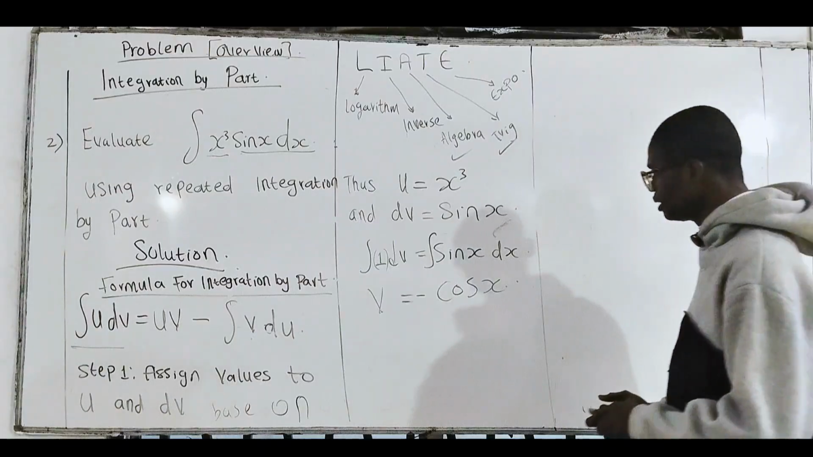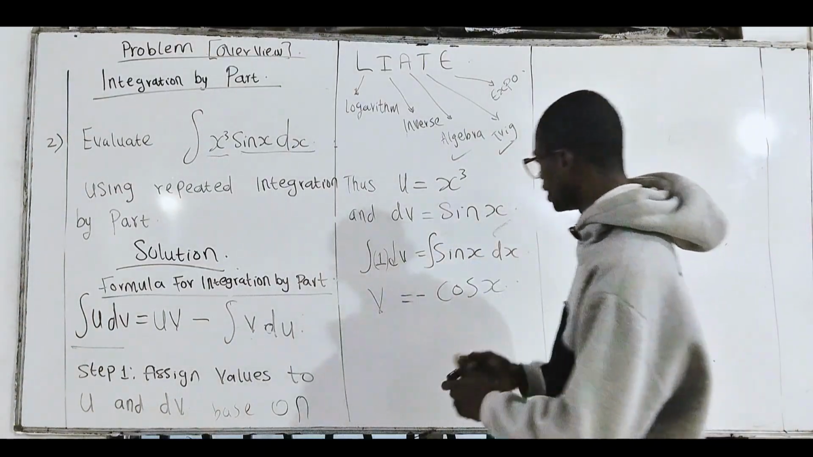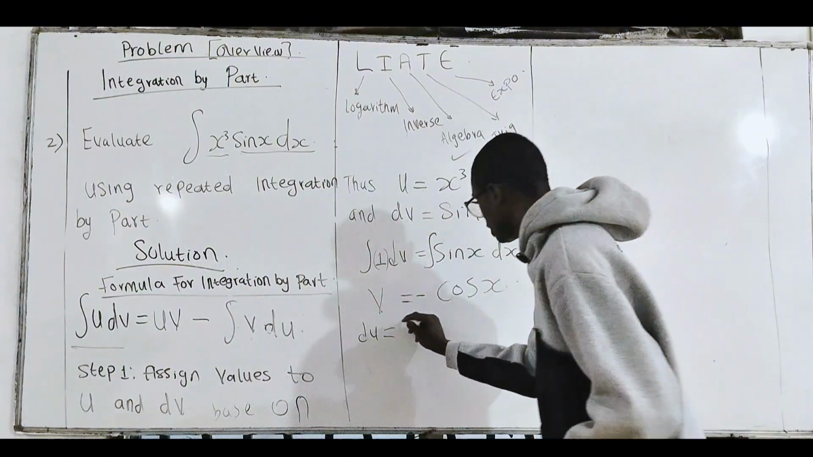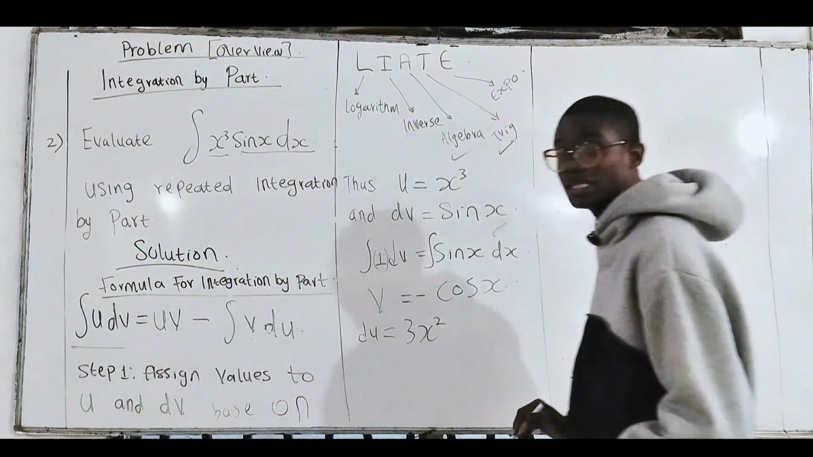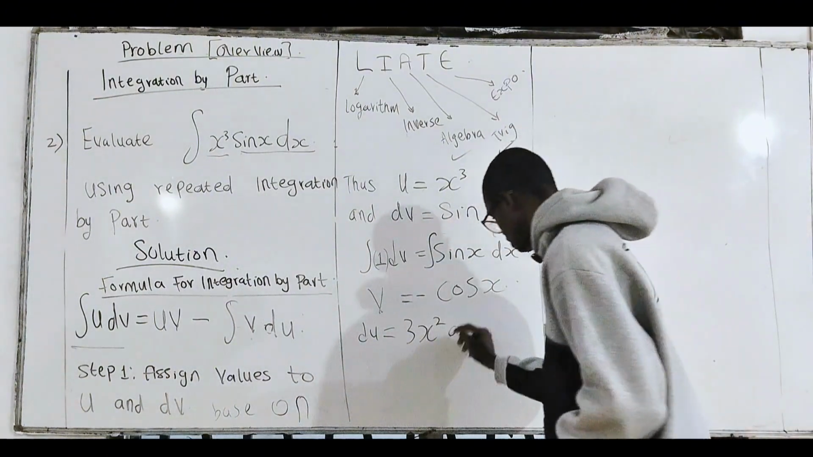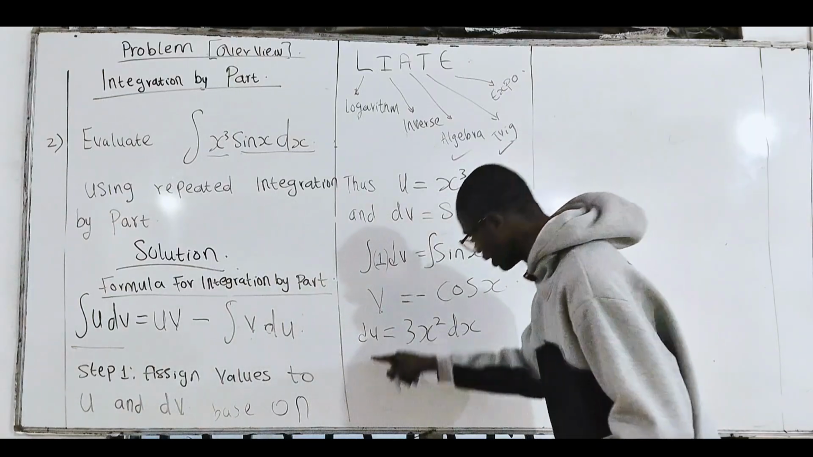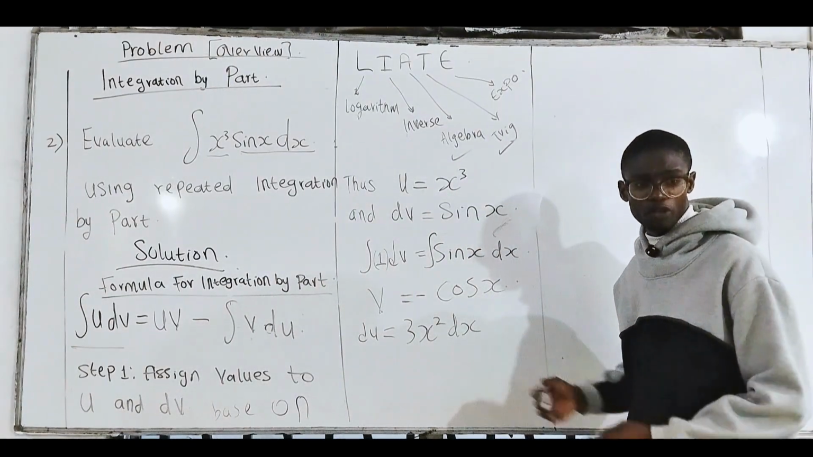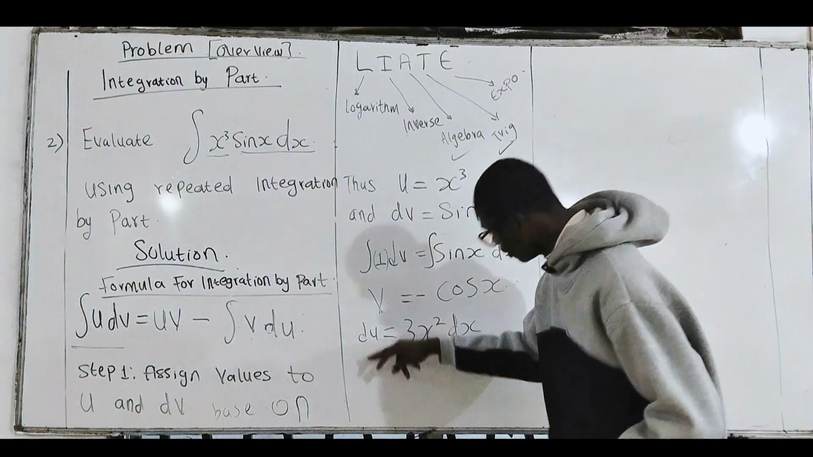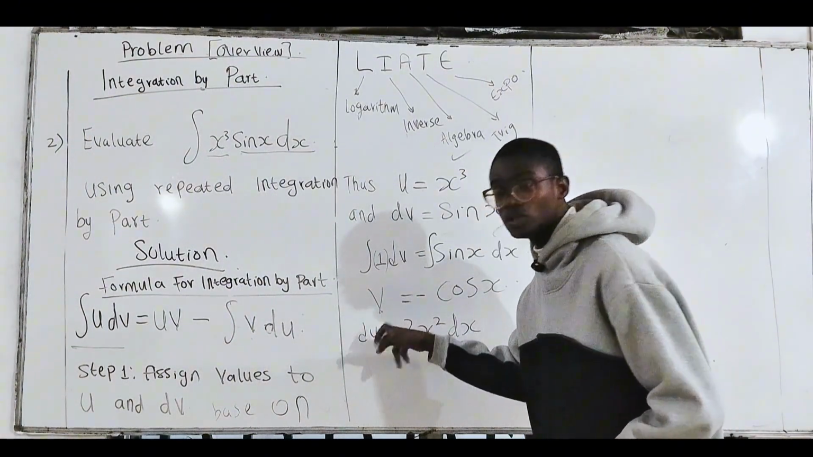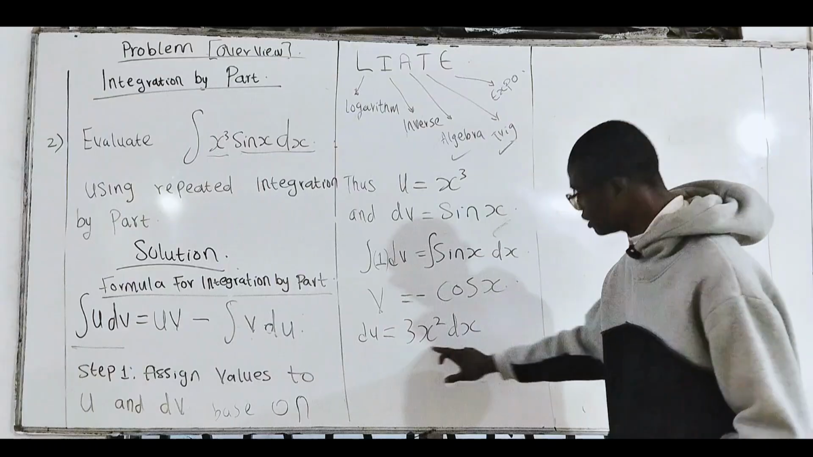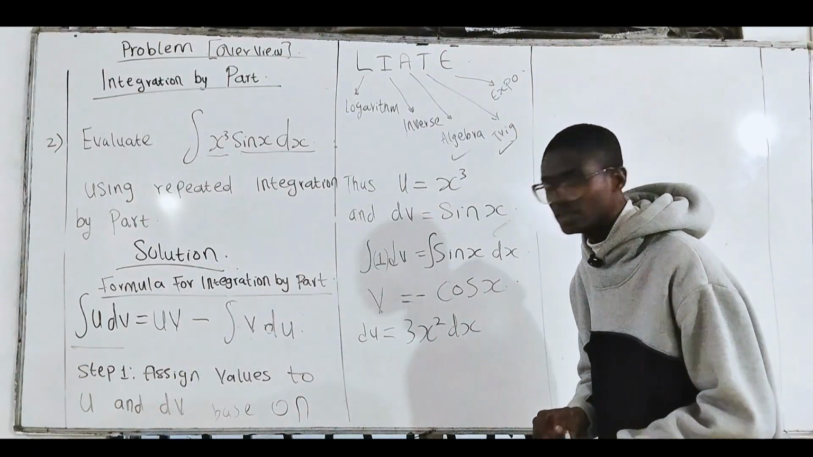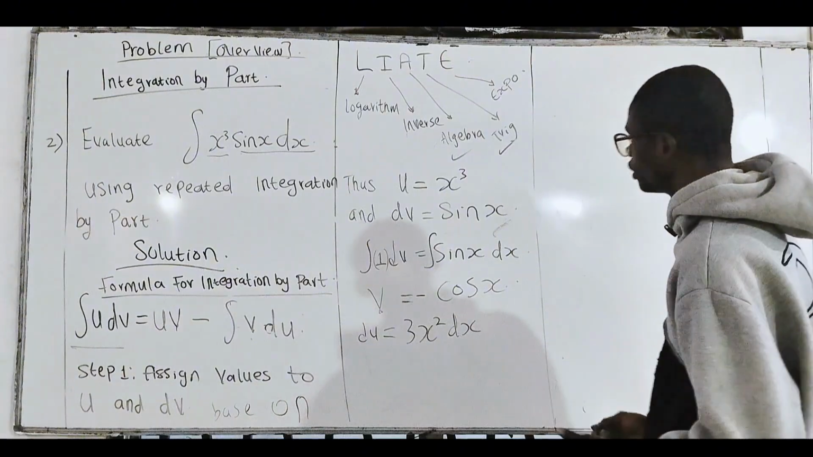What about our du? What will our du be? 3x squared. Hope you know what we are differentiating now. dx, because we are differentiating u with respect to x. And if I cross multiply, the dx will go here. Hope you understand, so you will not be confused. If I cross over, the dx will come in. Do you understand that? Beautiful. I want us to be following.